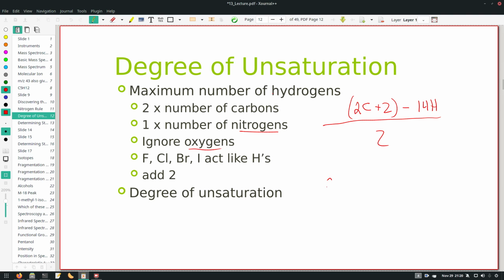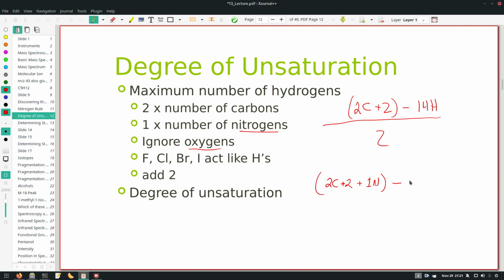What we're going to do is still take the number of carbons and add 2. But we're also going to add the number of nitrogens. And I'm going to put 1 times the number of nitrogens. We're not doing any math, anything doubling of that. It's just the number of nitrogens. And we're going to ignore the oxygens.